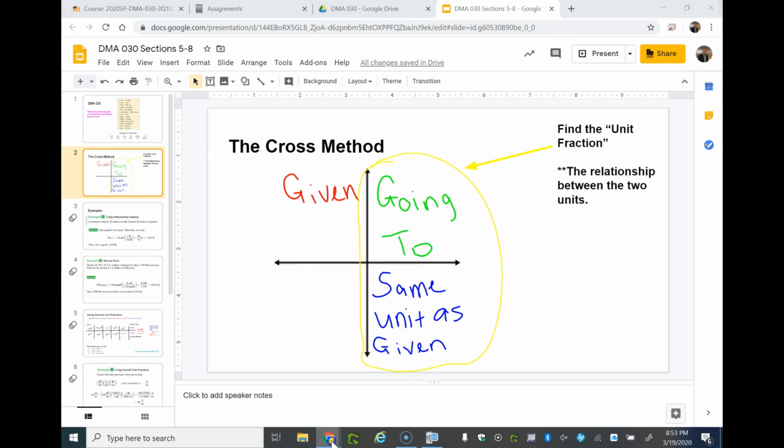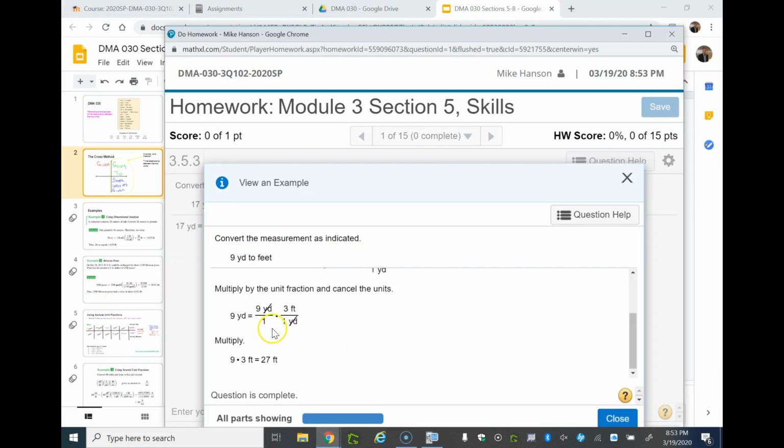So let's go back to the example. Here, both of the numbers are located on top. Again, ignore the 1, and both numbers are on top. Multiply them together, and we get 27 feet. Cross out the yards. The only thing left over is what we're looking for, which is feet.